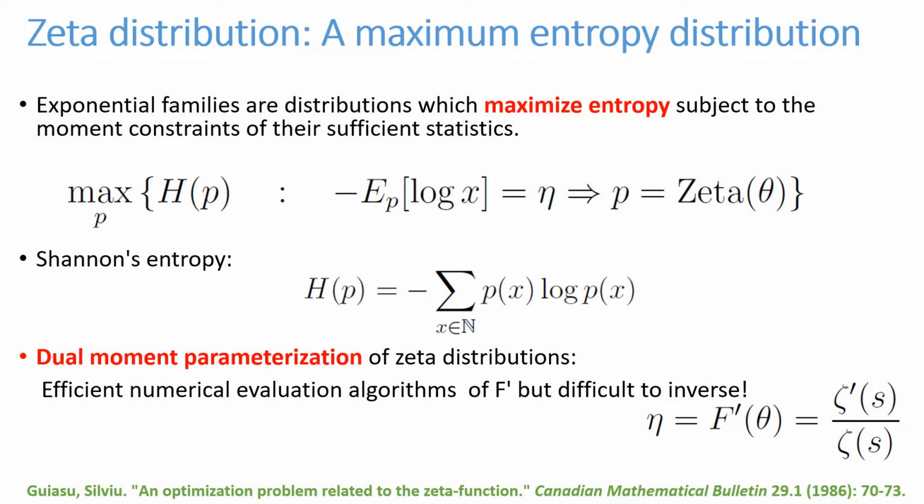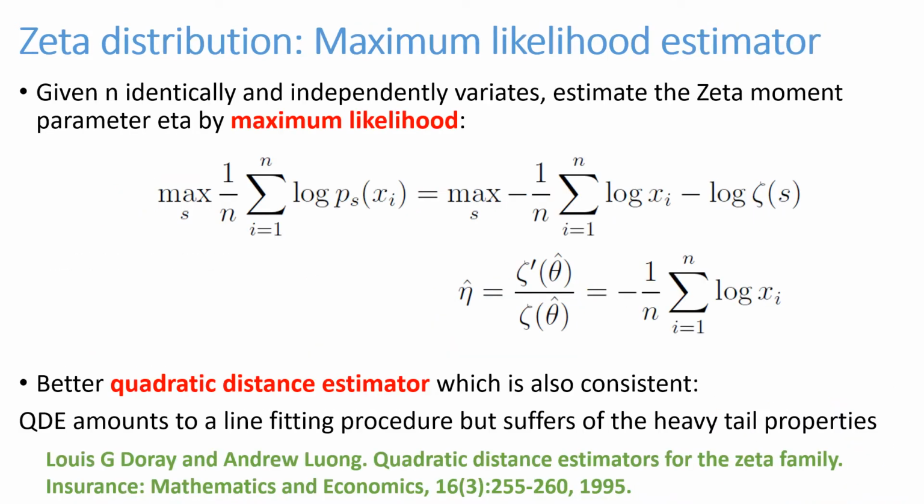We can now introduce the dual parameterization of exponential families, which are called the moment parameters or the mean parameters. The dual parameter eta can be obtained as a derivative of the logarithm of the zeta function. The maximum likelihood estimator for the zeta distribution coincides with the method of moments for the sufficient statistics.